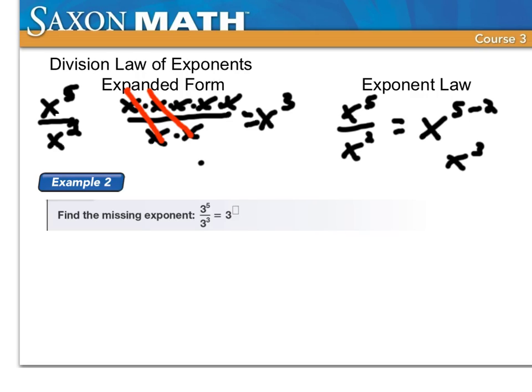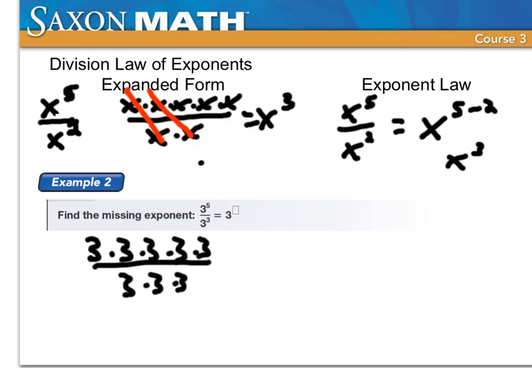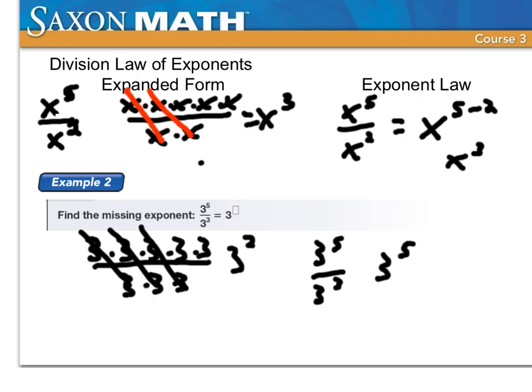Let's look at example 2. Again, we could write example 2 out in expanded form first and have 3 times 3 times 3 times 3 times 3 on the top, and on the bottom have 3 times 3 times 3. Then we could cross out what's in common. We're left with nothing on the bottom, and on top we've got 3 to the second power, 3 squared. If we wanted to save ourselves some time and not write all that out, we can use the exponent rule that we just learned, the division rule, where we keep the base and we subtract the exponents.